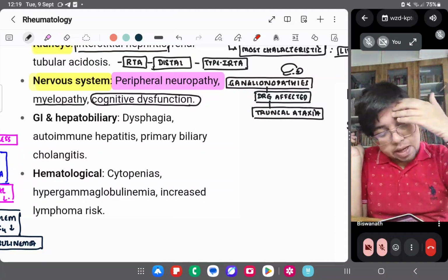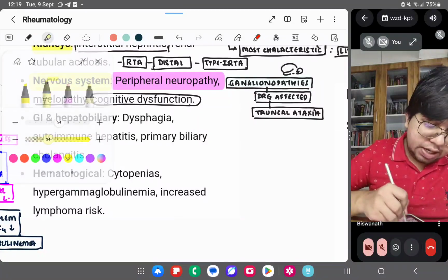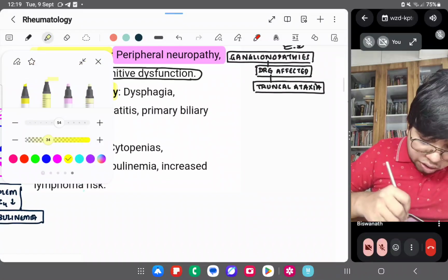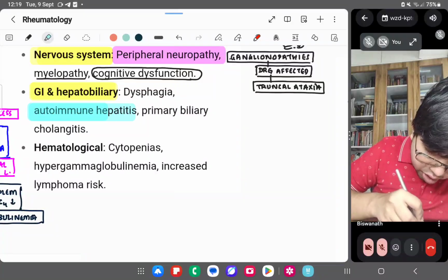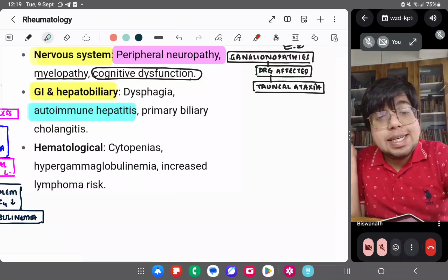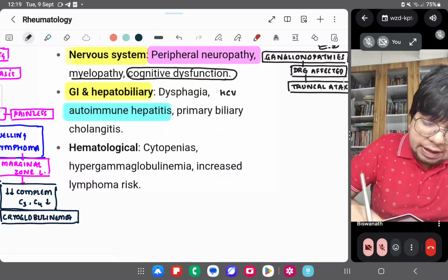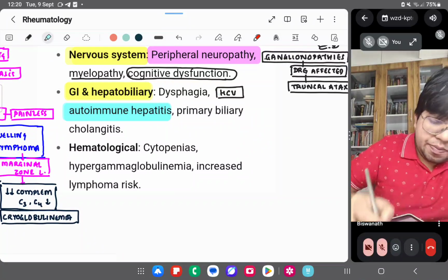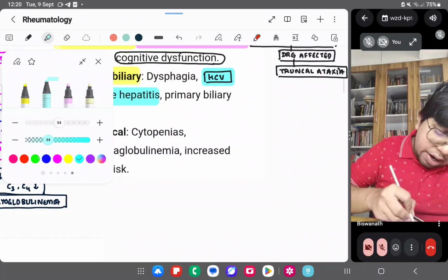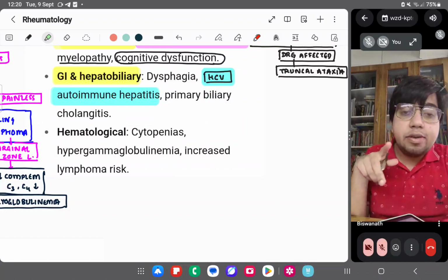Okay, all of this. GI and hepatobiliary, I told you dysphagia. Dysphagia is common. But the most common thing is autoimmune hepatitis, it has an association with autoimmune hepatitis. It has an association with hepatitis C virus, HCV. And a gallbladder condition, which is very commonly asked, it is associated with PBC.